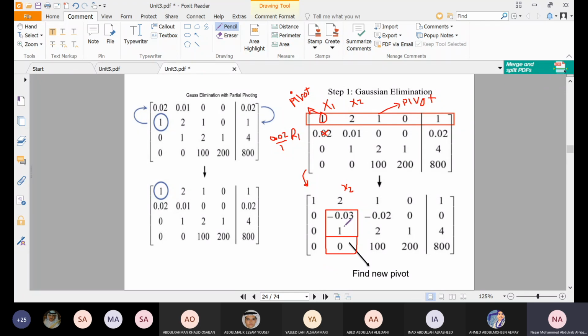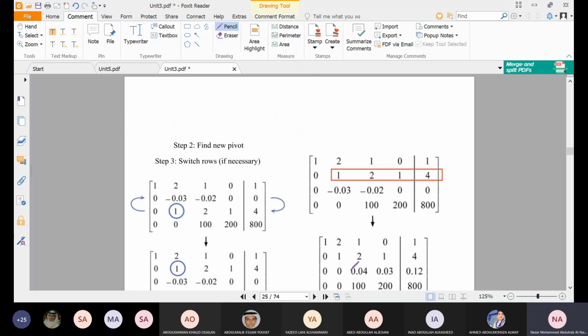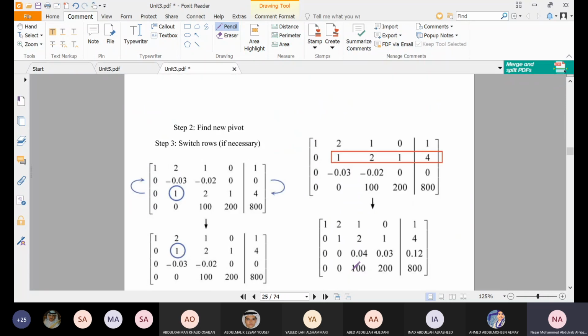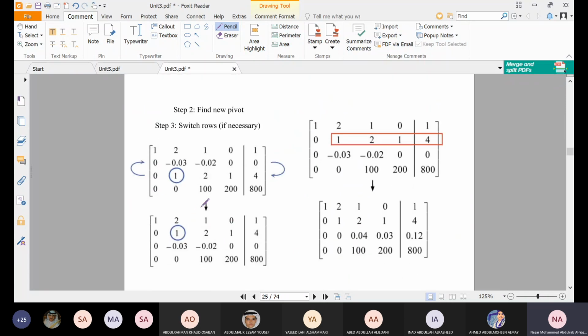In this case, we try to find the new buffed element. If I compute the magnitude here, I will find this one is the maximum. So this should be the next buffed row, and I have to do a swap here. So this will be the new criteria for the next step.